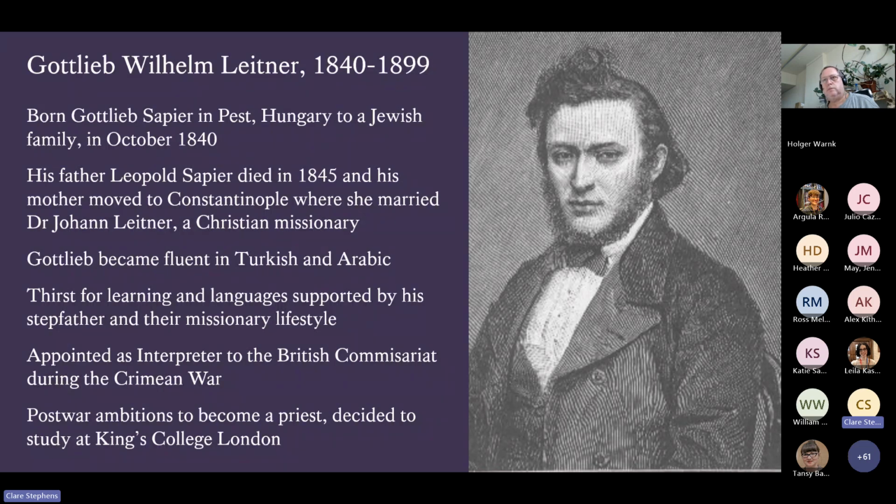So the first person I'd like to mention is Dr. Gottlieb Wilhelm Leitner, a Victorian Orientalist and educator who was both a student and a professor at King's. Gottlieb was something of a child prodigy. At the age of 8 in Constantinople, he became fluent in Turkish and Arabic, and his stepfather nurtured his appetite for learning. When he was 15, he was appointed as interpreter to the British Commissariat in the Crimea, and he had the rank of colonel.